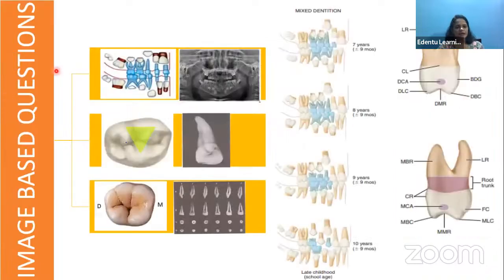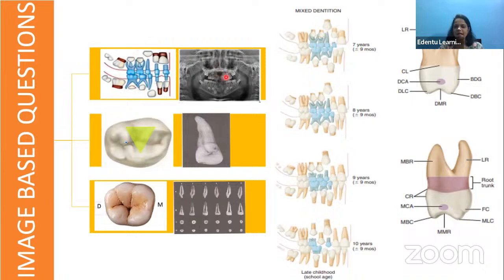Like I had already mentioned, while analyzing the questions, you can see that more image-based questions were asked from dental anatomy. In the recent examinations also, there were a minimum of 2 image-based questions from dental anatomy alone. So 3 types of questions can be asked for these image-based questions.